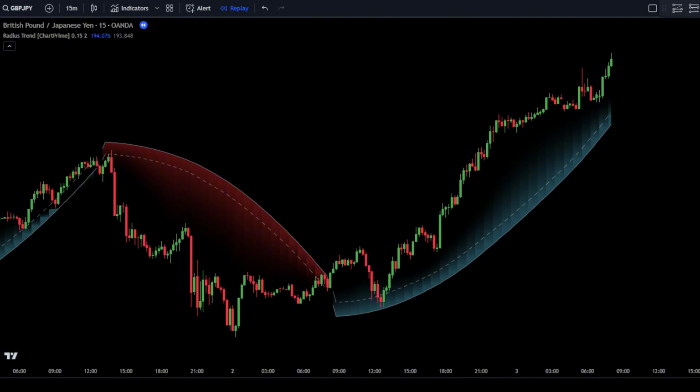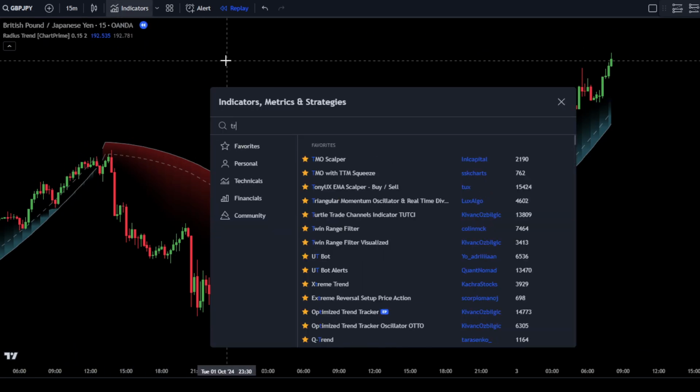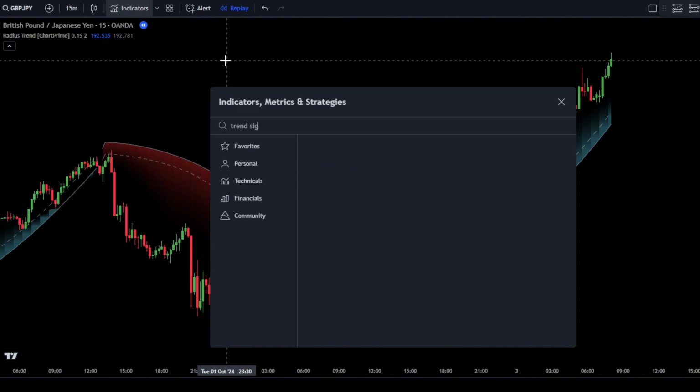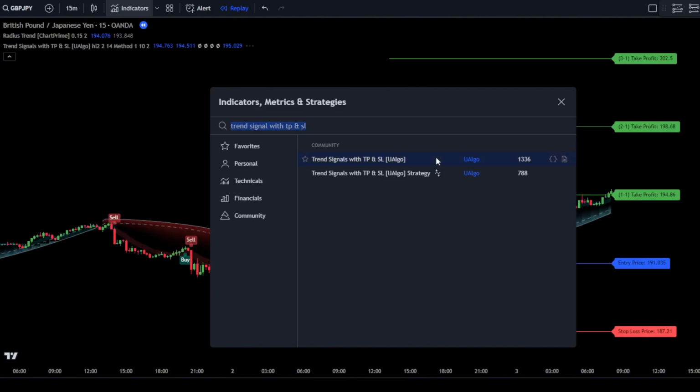Now, let's add the second indicator, which will serve as a guide for placing orders in the market. Go to the Search Indicator tab and then type Trend Signal with TPSL. Next, simply select the Trend Signal with TPSL indicator from UAlgo.